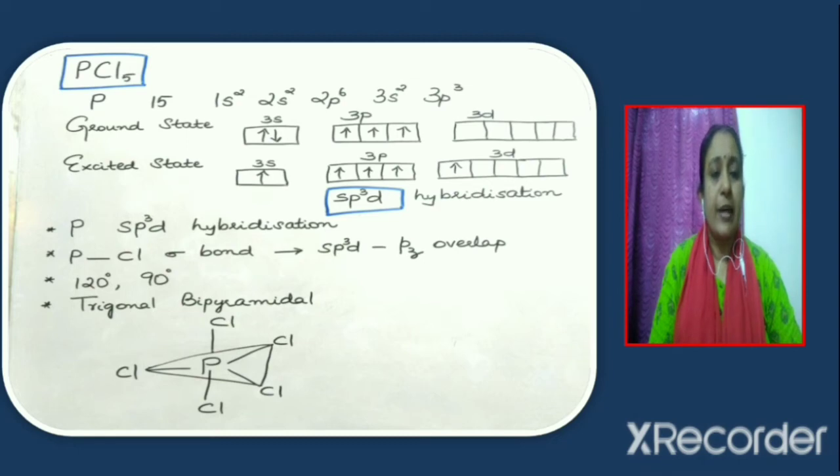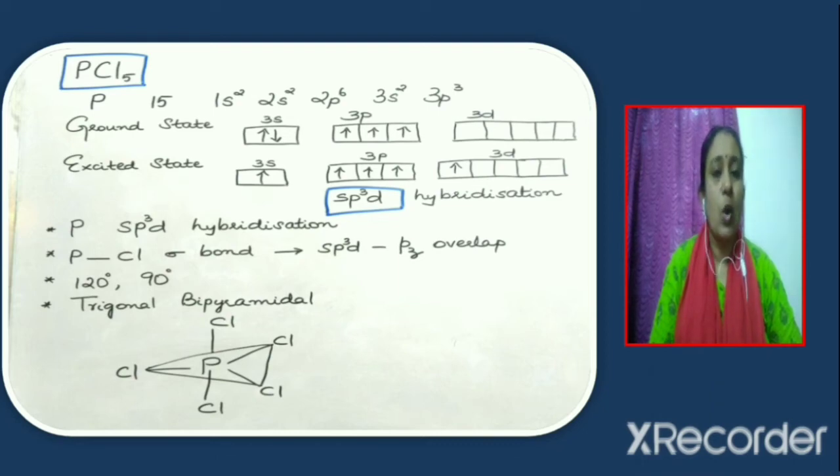Now in PCl5, 5 sigma bonds are to be formed. So there should be 5 hybrid orbitals available with phosphorus. Which is the hybridization that can give 5 hybrid orbitals, and how will it be formed? One 3s orbital will mix with 3 3p orbitals and 1 3d orbital to give 5 sp3d hybrid orbitals. So that is how the state of hybridization of phosphorus is taken as sp3d hybridization. 5 hybrid orbitals will be available with phosphorus.